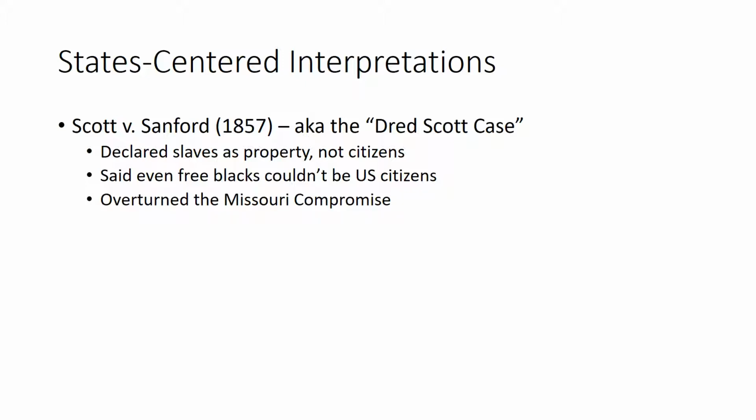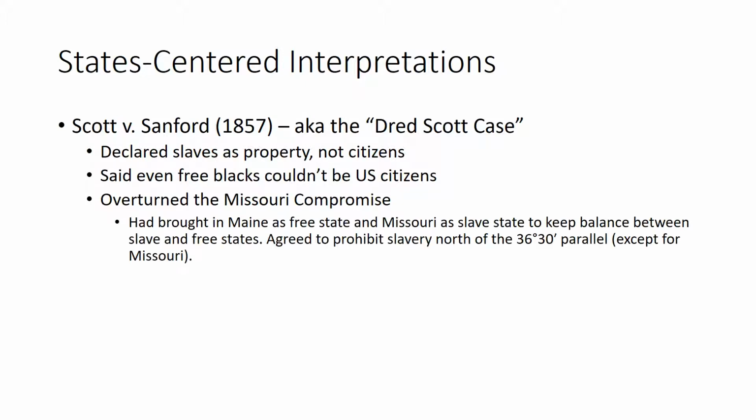But it also importantly overturned the Missouri Compromise, important for today. So the Missouri Compromise had brought Maine in as a free state and Missouri in as a slave state to keep the balance between the North and the South, slave and free states. It also agreed to prohibit all slavery north of the 36°30′ parallel, except for Missouri. So what happened was when Scott v. Sanford came along and said, hey, national government, you can't do that. Basically, you're saying all states that might come into this union above that line will have to be free. Well, you don't have that right. The states get to decide for themselves. This was also the second use of judicial review, by the way.